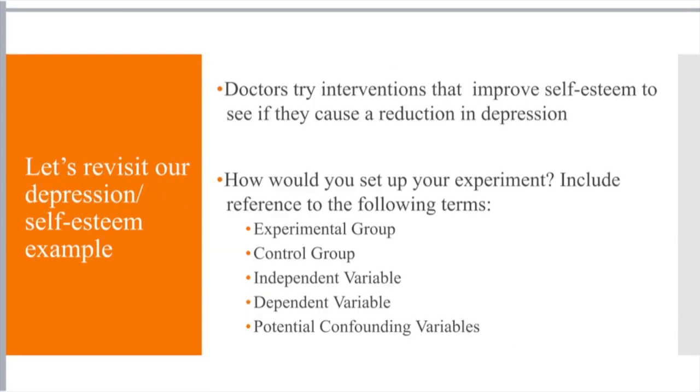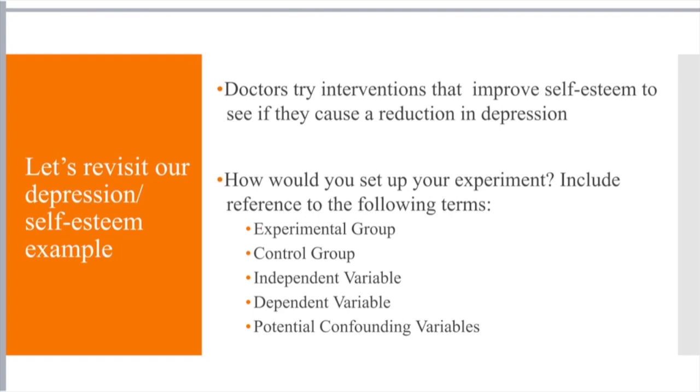So here's your example. Go ahead and pause the lecture here real quick. We're going to revisit that depression self-esteem example. Doctors are trying interventions that improve self-esteem to see if they cause a reduction in depression. This idea that we're going to teach them a new way to cope, like maybe we're teaching meditation. What is the experimental group, control group, IV, DV, and potential confounding variables? Pause it, go through it yourself. We'll go over them in just a second.